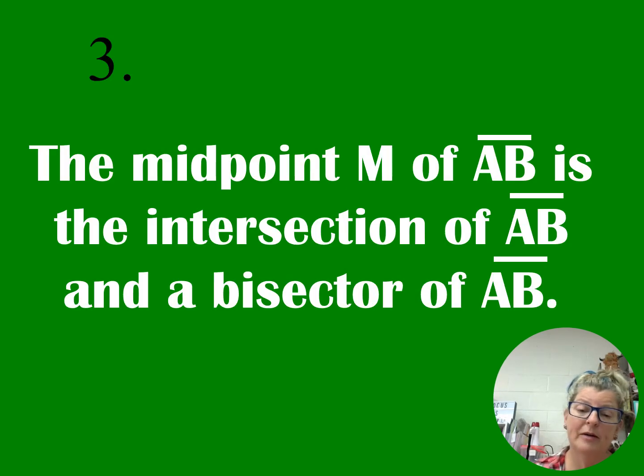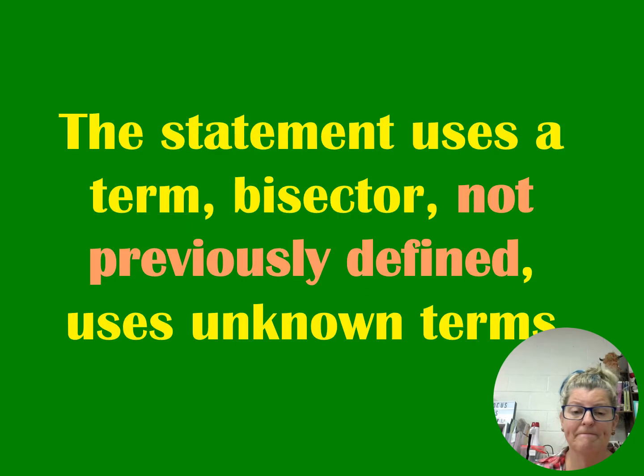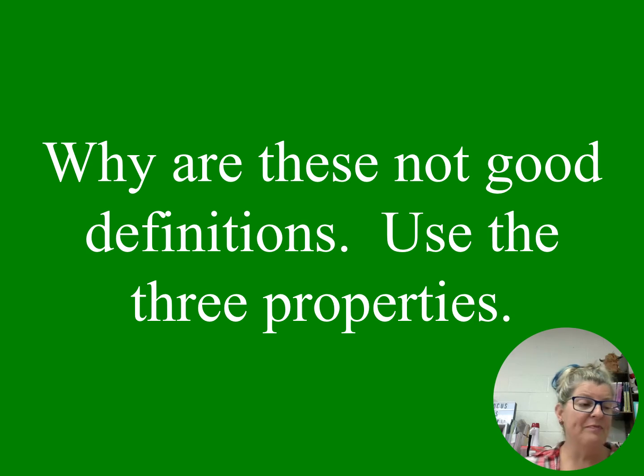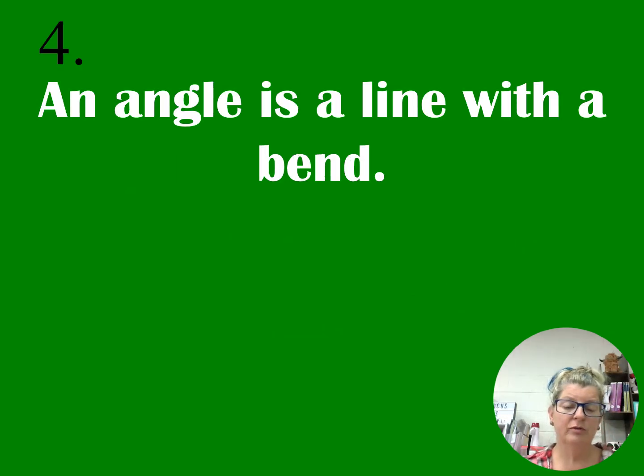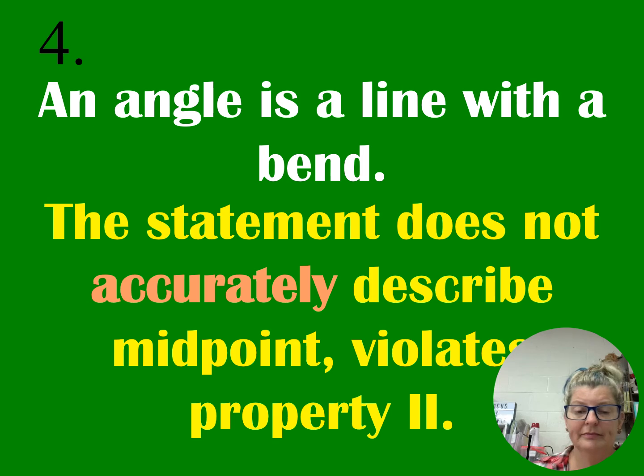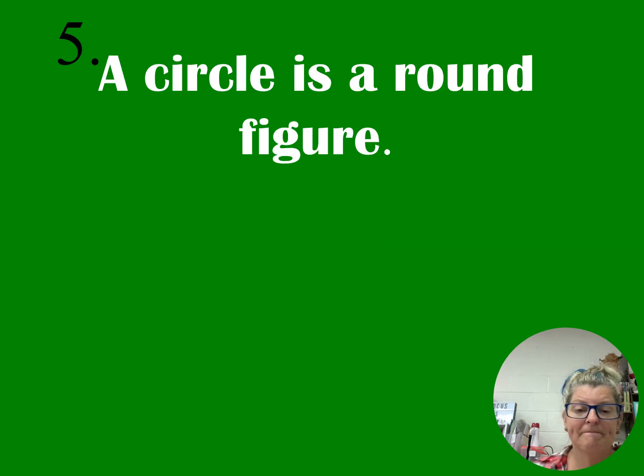The midpoint M of AB is the intersection of segment AB and a bisector of segment AB. So what do you think? This one uses the term bisector, which we have not identified yet, so we can't use that one. It's an unknown term. Okay, so we're looking at these. Why is this one not good? Think about it, and then let's look at the answer. Okay, circles around figure. Think about it. Why is that not a good one?